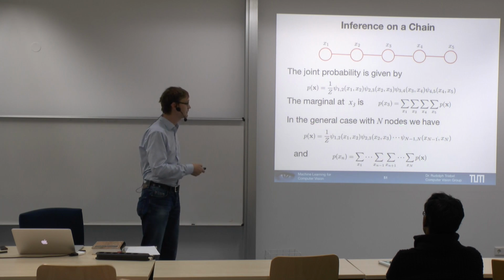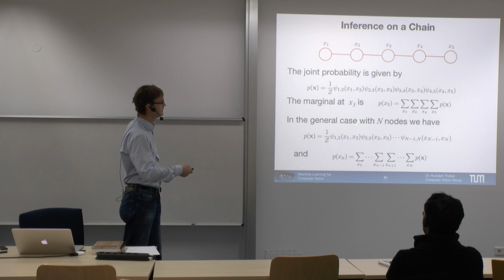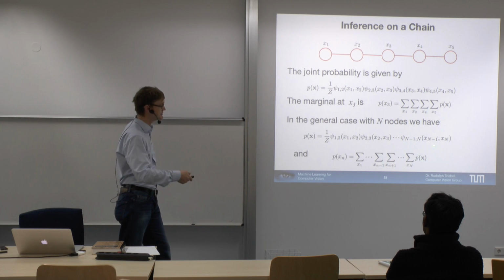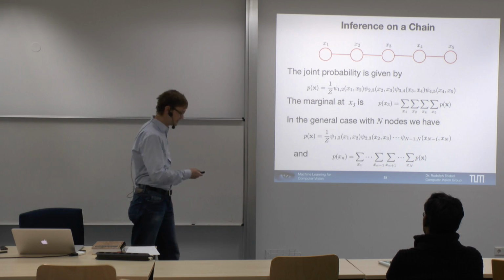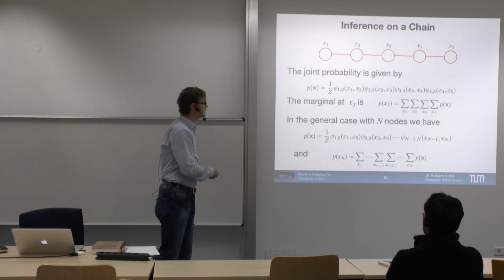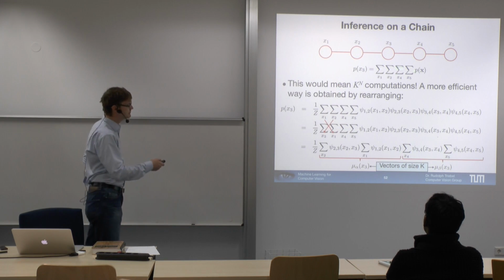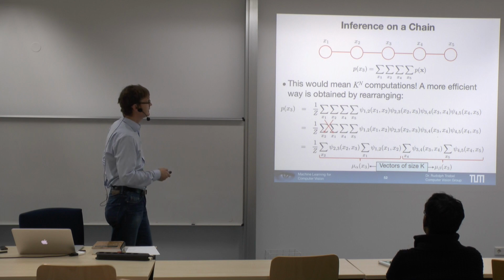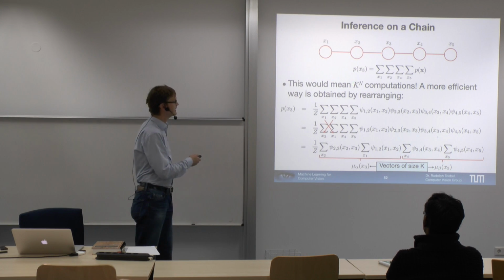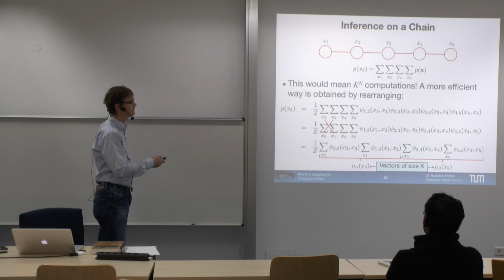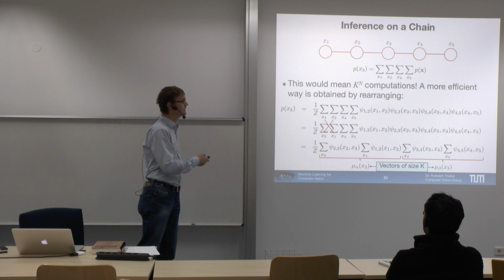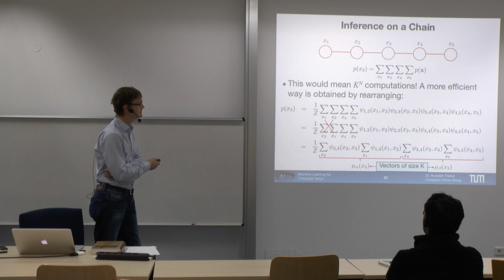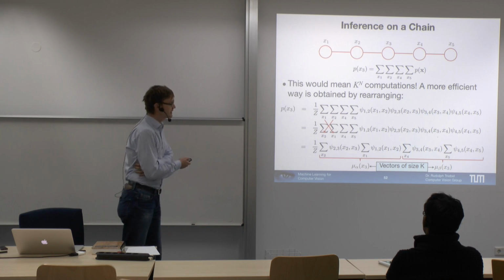And in the general case, with n nodes, of course, we have this very long expression where, instead of 4 or 5 potentials, we have n minus 1 potentials, and we have n minus 1 sums here, right? We sum over all other variables but xn. Now, the problem with that is this would take k to the n computations, right? With every sum, we have another potential and another exponent in the number of computations. And this is very inefficient.